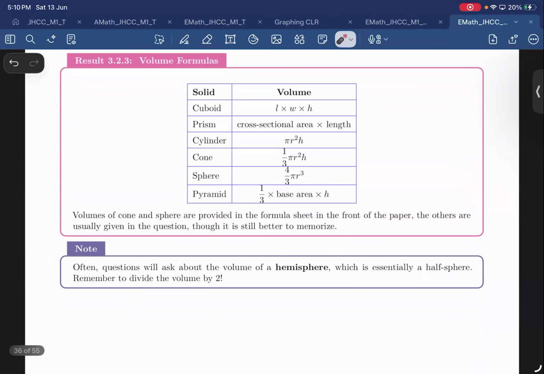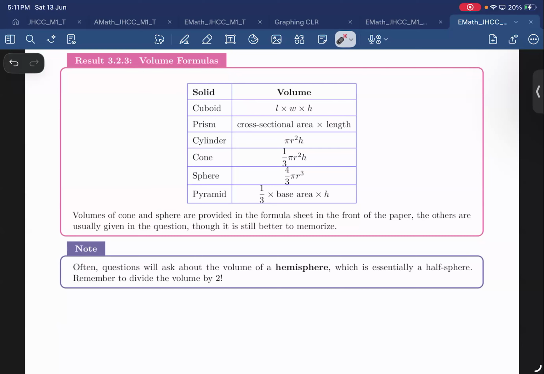Cuboid, length times width times height. Prism really depends; usually they'll give you the formula. This one is not so straightforward. Cylinder is pi r squared, the circle area, times h. Your cone is 1/3 pi r squared h. Sphere is 4/3 pi r cubed. And the pyramid is 1/3 times base area times height.